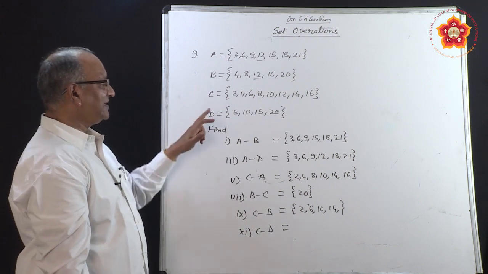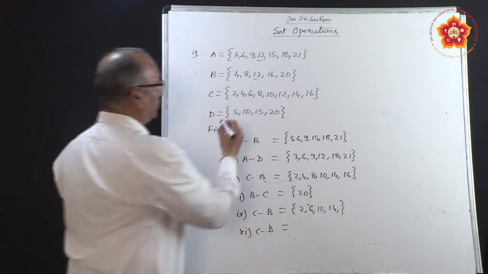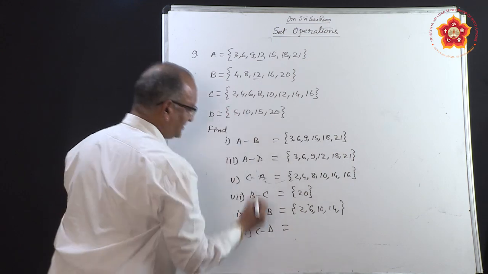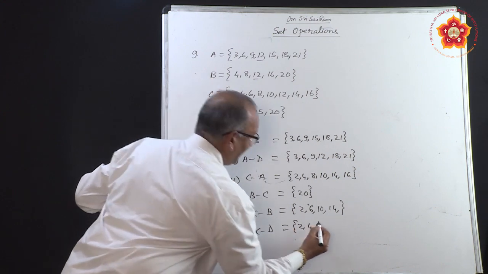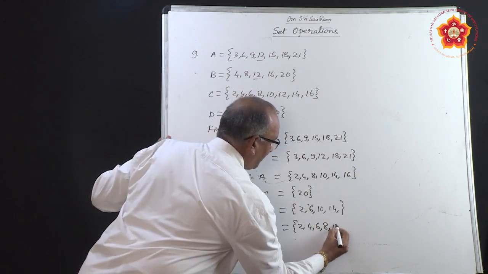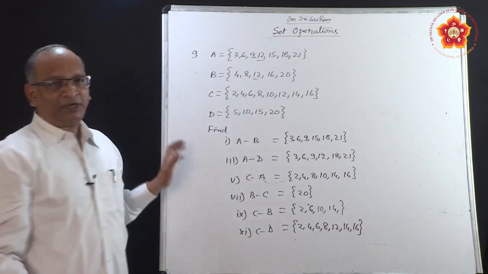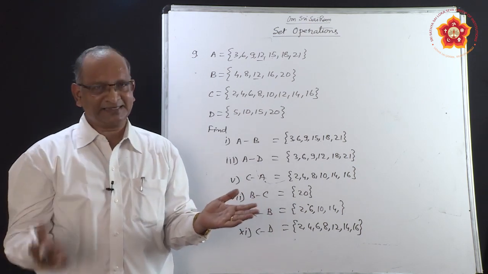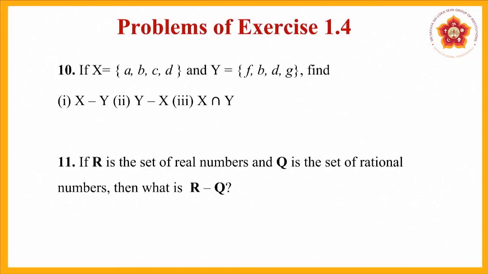Finally, he says C difference D. From elements of C, remove the elements of D, you get C difference D. So here we have basically multiples of 5. Remove the multiples of 5 from C, you get C difference D. So we have 2, 4, 6, 8, 12, 14 and 16. So in this manner, we study about set operations, union, intersection, difference of two sets. Let us move to the next problem. Last two problems before we conclude this session.